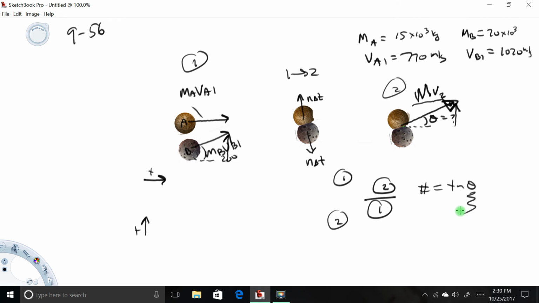And then once you have the theta, go back to either of these two equations to get the velocity V2. So that should be enough to get you through it.